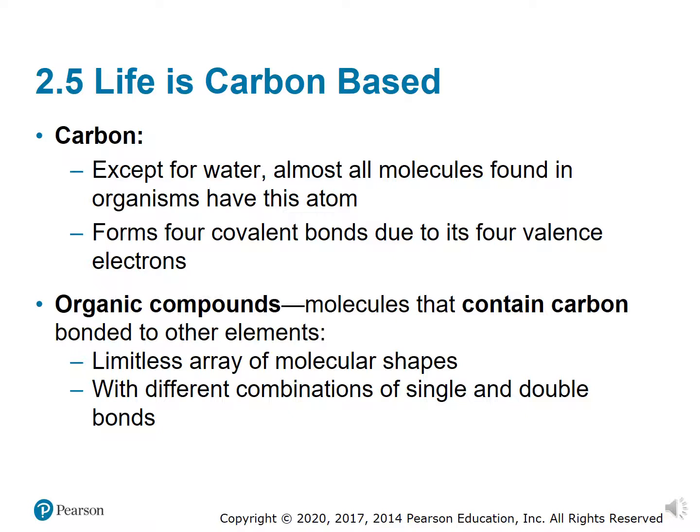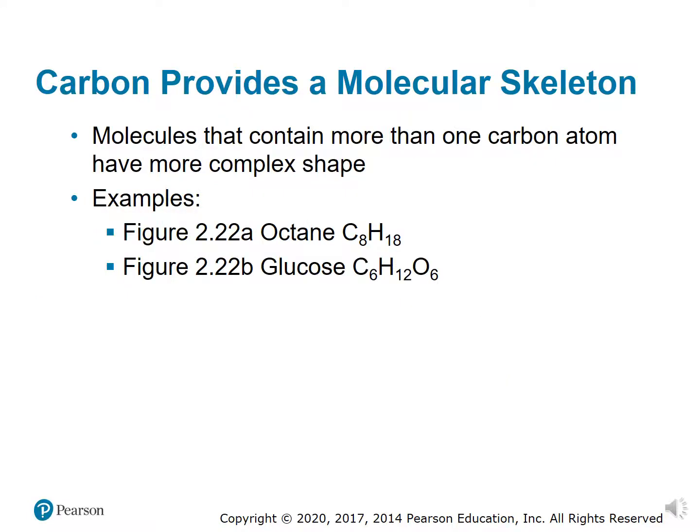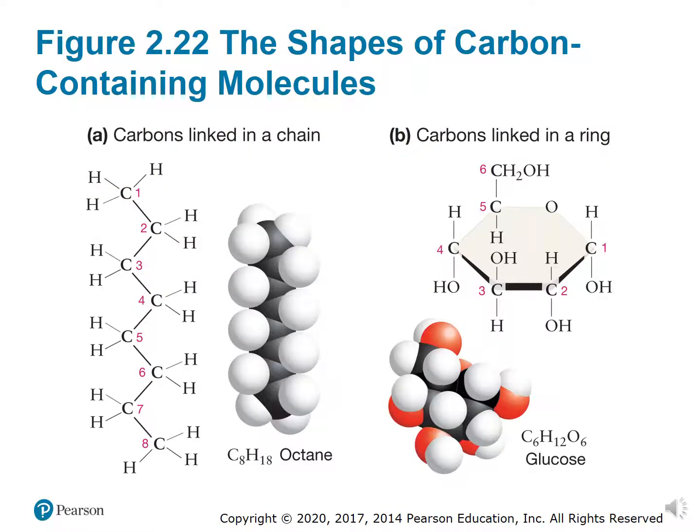Therefore, all organic compounds contain carbon bonded to other elements, and we have a limitless array of molecular shapes. We can have single, double, or even triple bonds. There are some examples here of octane and glucose. So let's take a look. On the left-hand side, we have octane. This is what you would find in gasoline.